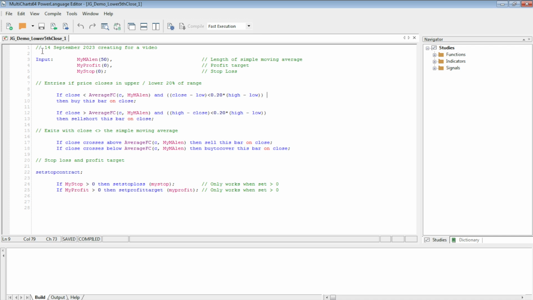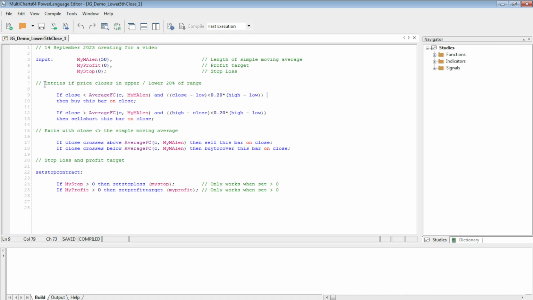Anything which starts with a double forward slash actually gets highlighted in green just automatically. And these are just for notes. The computer is not looking at whatever you're writing here, so you can write anything here and it won't affect the strategy. So 14th September, I'm creating this code for a video. Now, we've got 3 inputs. We've got my MA length, my profit, and my stop. And you see that we've got a moving average length of 50. Now, I didn't adjust this on the chart, but because I have created an input, that means that I can adjust it on the chart. And next to these, I've just got the notes, length of the simple moving average, profit target, and the stop loss.